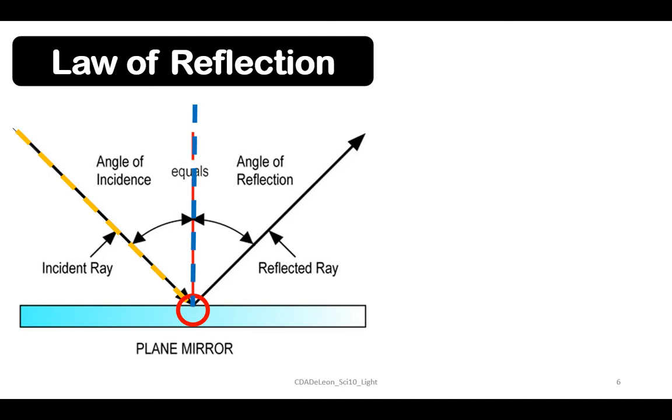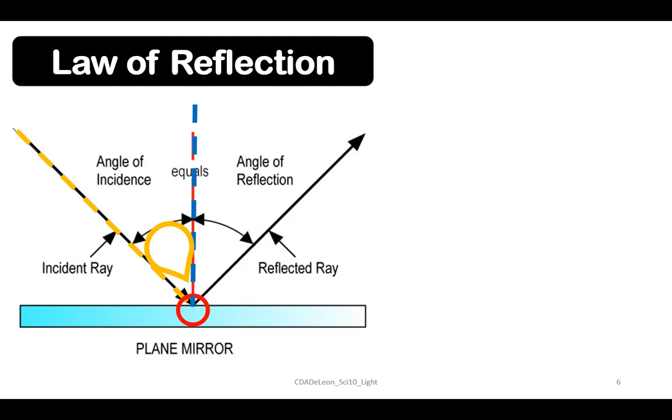Now, the blue broken line is the normal line. This line is our reference. It can be drawn perpendicular to the surface of the mirror, so that we can distinguish the side for the incident ray and the side for the reflected ray.